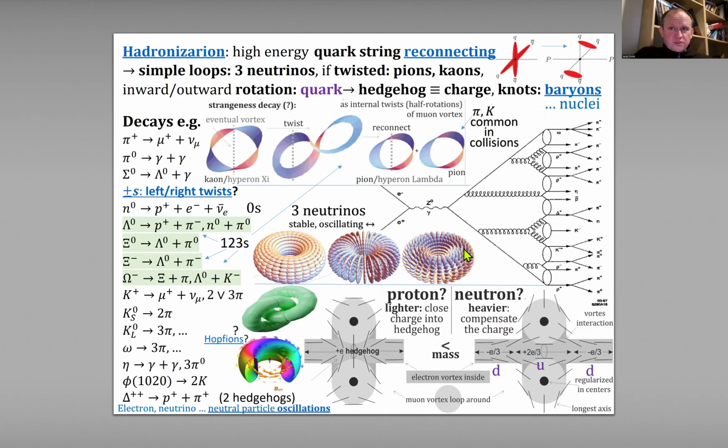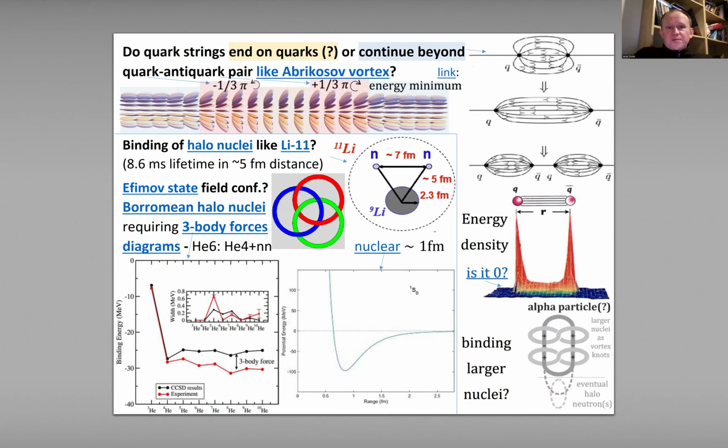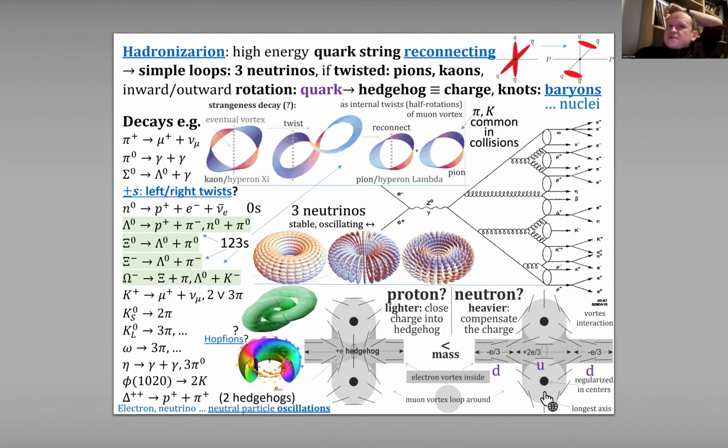So I think it's crucial to include them. I don't know how to understand this without including these vortices. So we should think about nuclei as knots instead of those grapes of nucleons. Okay, and now there is this mentioned string hadronization, so they believe that in LHC collisions a quark string is created and decays into particles, mostly pions, kaons, and some more. And so we need to find this correspondence, and I've mentioned that the simplest knots seem to be baryons, more complex ones nuclei.